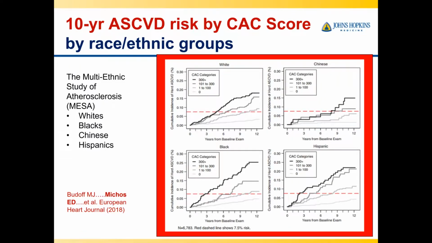In MESA, as I alluded to, followed out for 10 years, the coronary artery calcium score really splayed out risk very nicely. So here's the race data: whites, Chinese, blacks, and Hispanics in MESA. This red line is the 7.5% risk by the pooled cohort equation. Over 10 years, those with high calcium scores, really anything above 1, but particularly above 100 or 300, were at much higher risk of having an event than predicted by the pooled cohort equation.